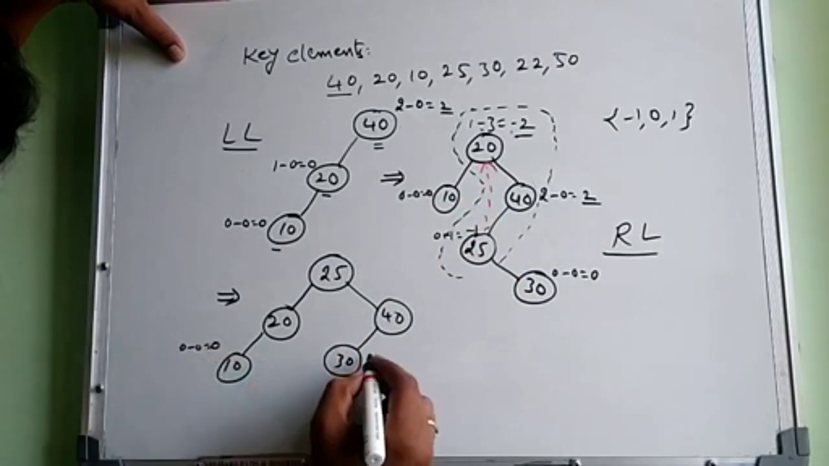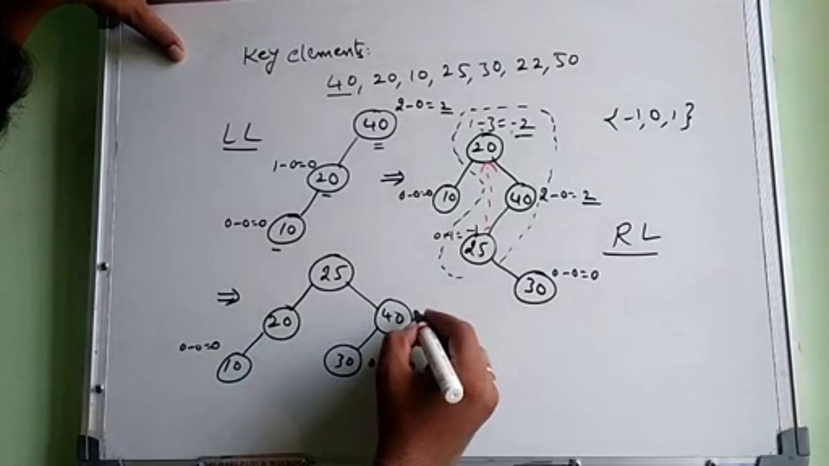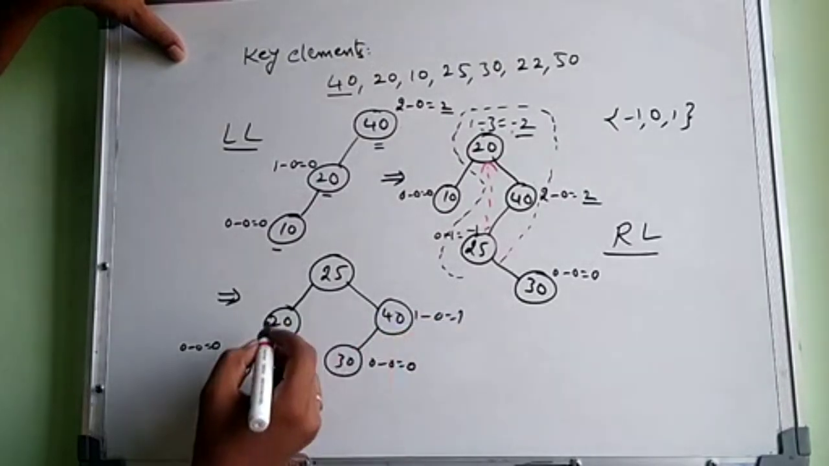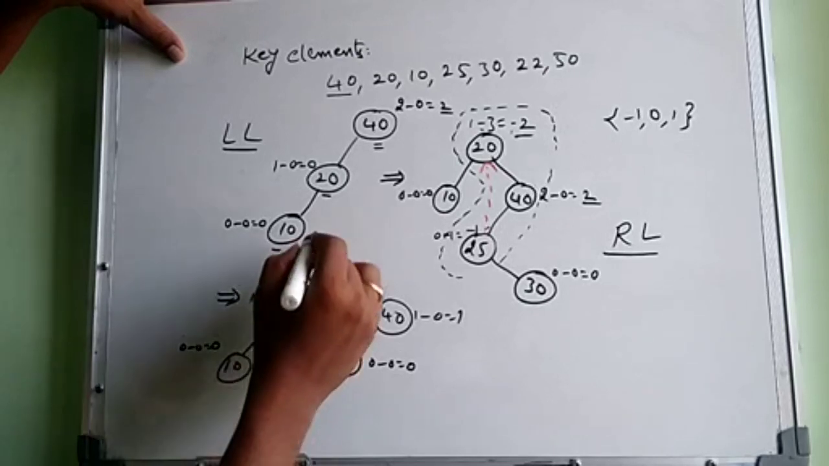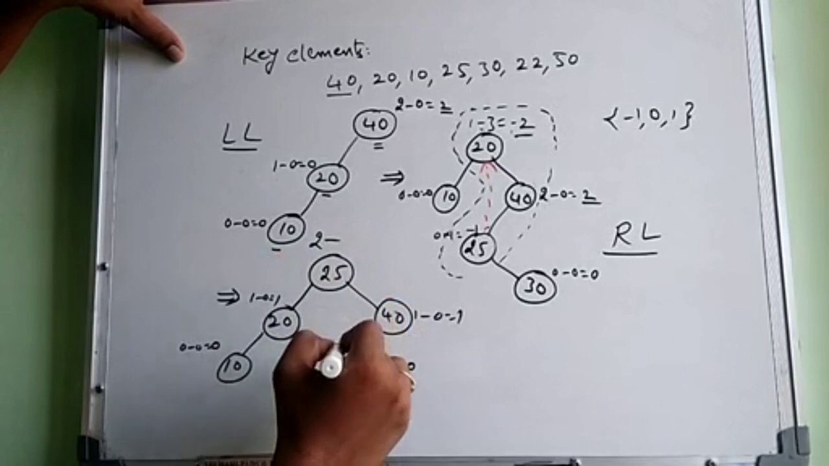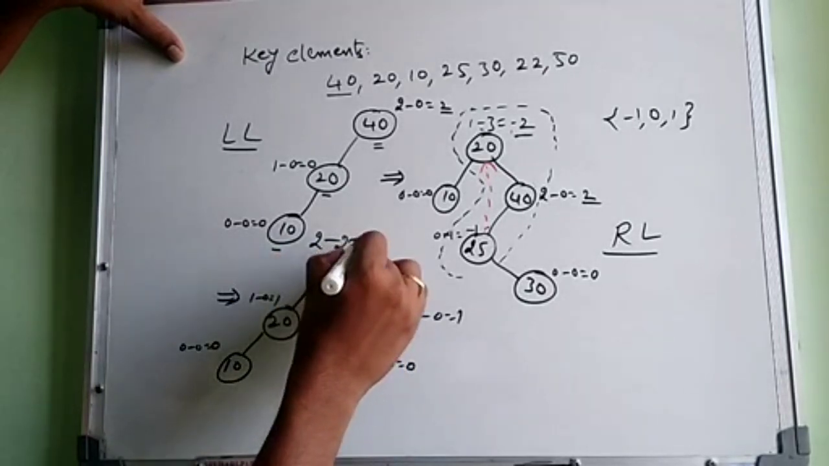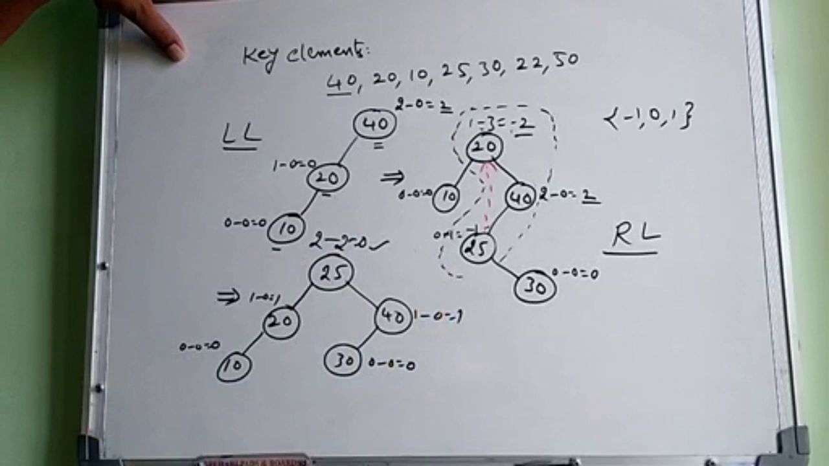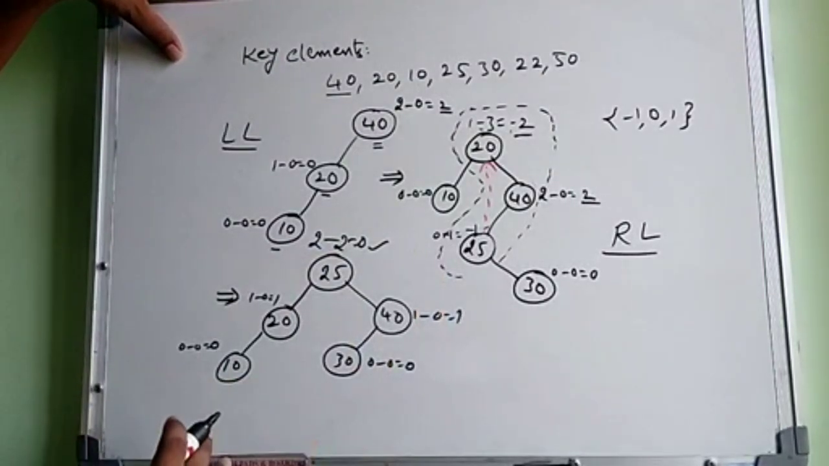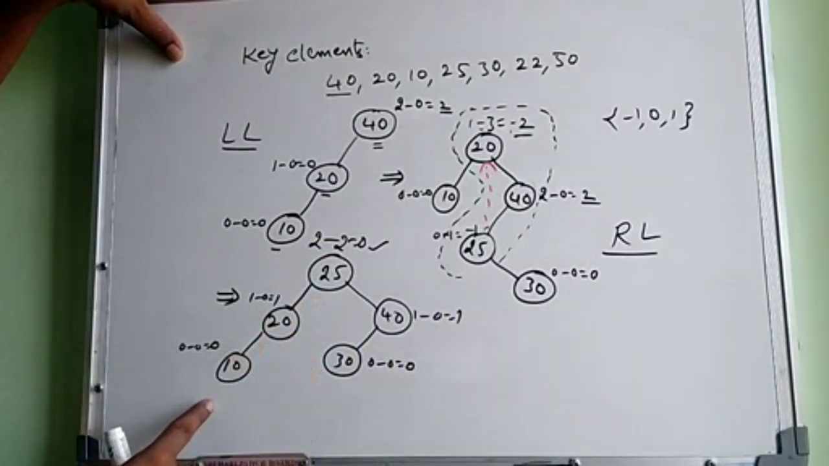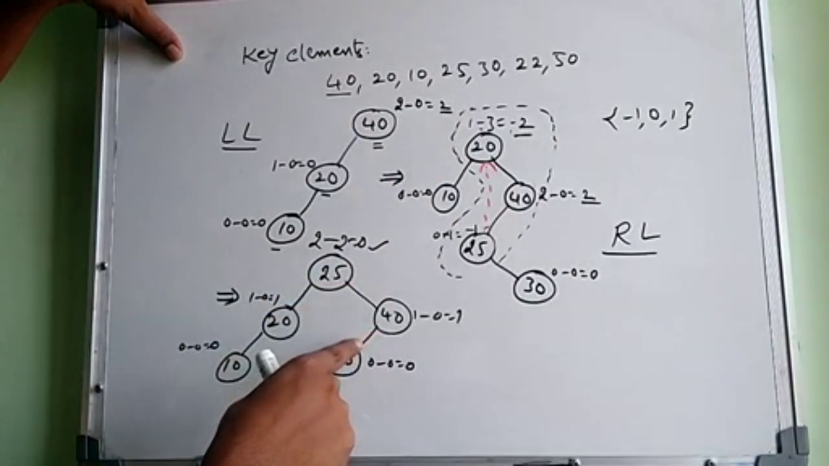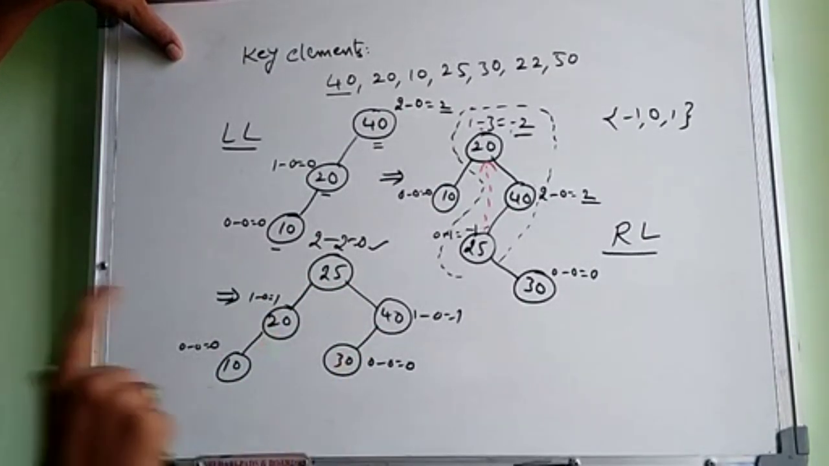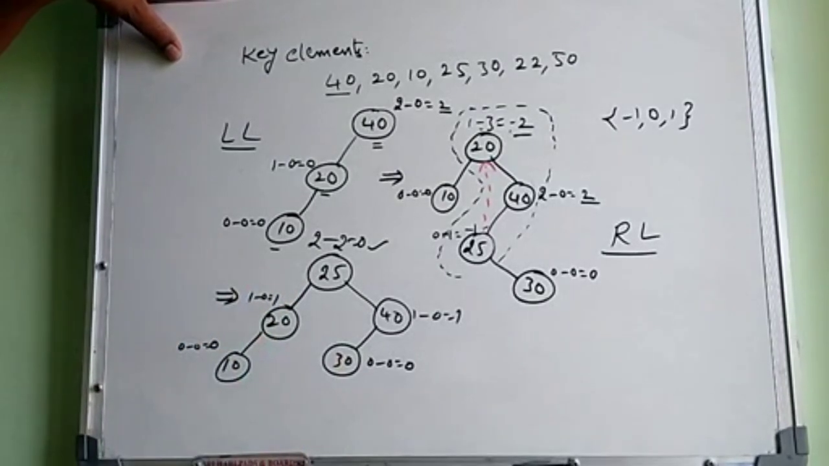So the root: here 0, 0. Here 1 left, no right, so 1. Here 1 left, no right, so 1. Here the balance factor is 0. So all the nodes are balanced, and it also follows the binary search tree property, because values less than 25 are only on the left side, values greater than 25 are on the right side, and 30 is less than 40. So it is a BST as well as an AVL tree.